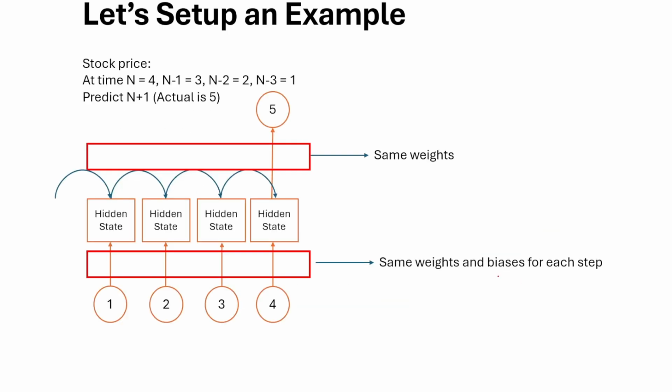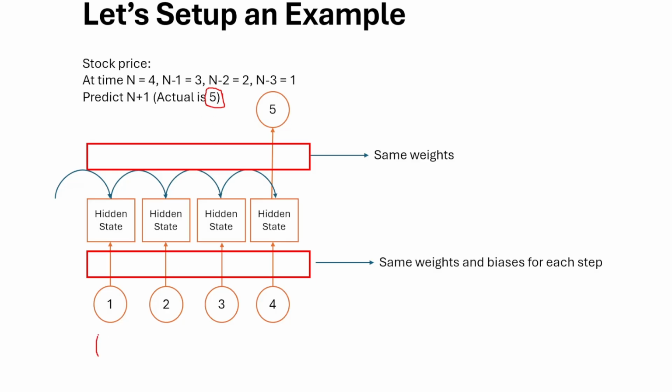So let's set up an example where we need to predict the stock price at time n+1. In the last 4 days the price was 1, and the next days 2, 3, 4, and let's say the actual price at n+1 is 5, but the model doesn't know that yet. It needs to predict it.